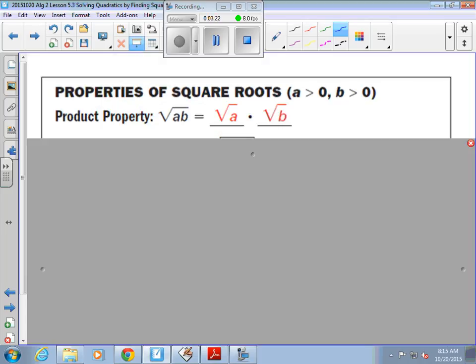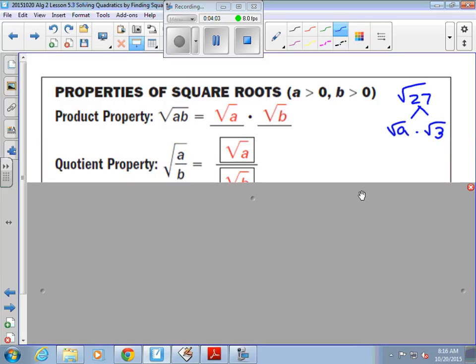Here are our properties of square roots. Now this is talking about a and b both being greater than 0, so both being not 0 and being positive. The square root of a times b is equal to the square root of a times the square root of b. What this means is the square root of 27 can be separated into the square root of 9 times the square root of 3, which gives us 3 times the square root of 3. That's the reason you do that. That's the product property. It means you can separate a big number into the multiplication of two smaller numbers.